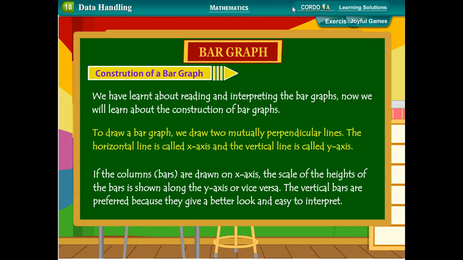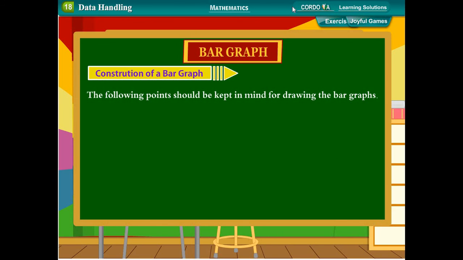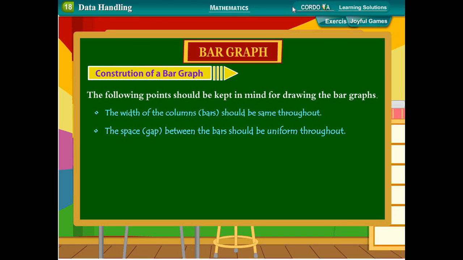If the columns, bars, are drawn on the x-axis, the scale of the heights of the bars is shown along the y-axis, or vice versa. Vertical bars are preferred because they give a better look and are easy to interpret. The following points should be kept in mind for drawing bar graphs. The width of the columns, bars, should be the same throughout. The space gap between the bars should be uniform throughout.